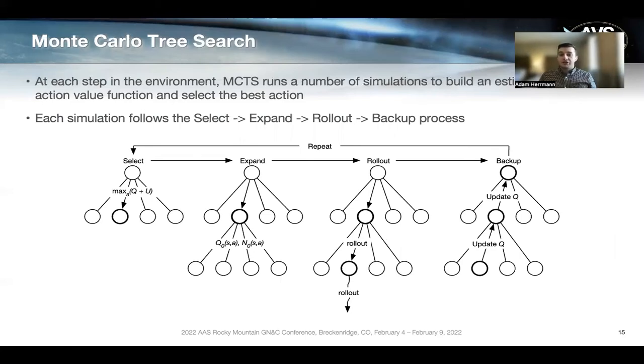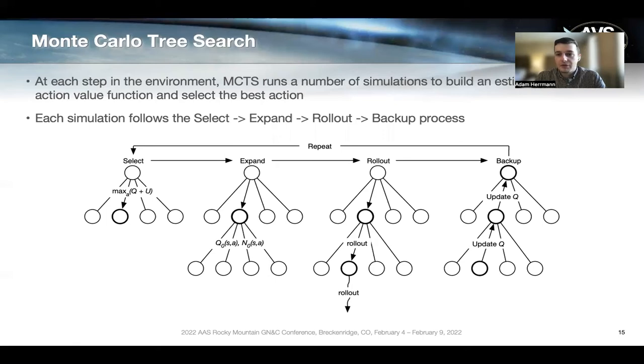So for training generation, we use Monte Carlo tree search, which is an online search algorithm that runs a number of simulations of the environment at every step through it to build an estimate of Q and select the best action. It follows this selection, expansion, rollout, and backup process. And it works quite well.